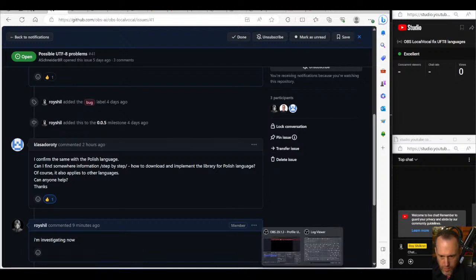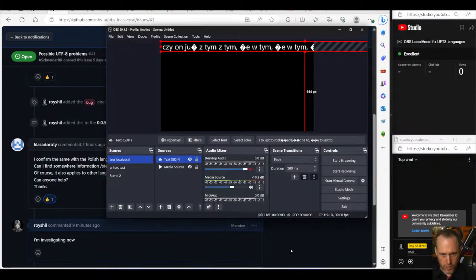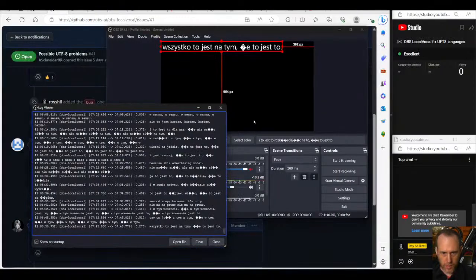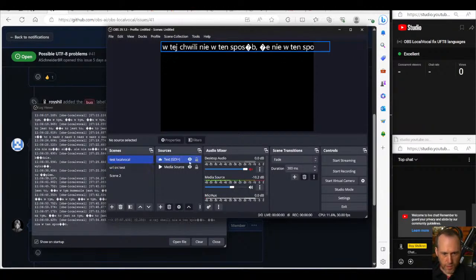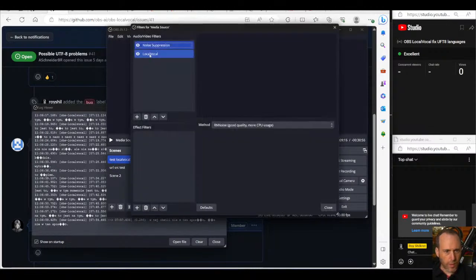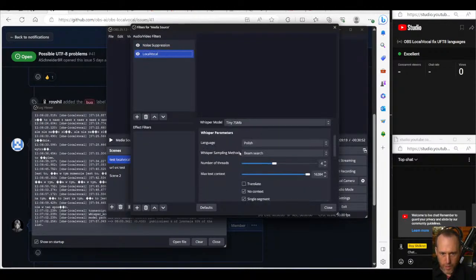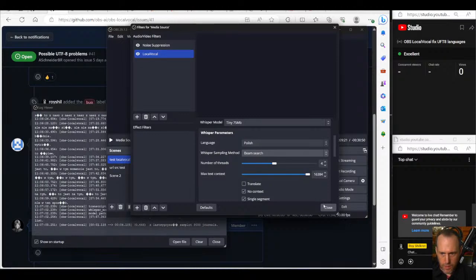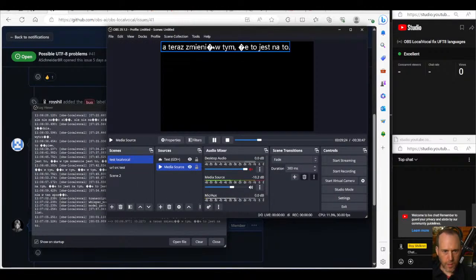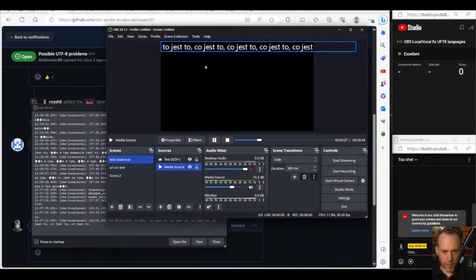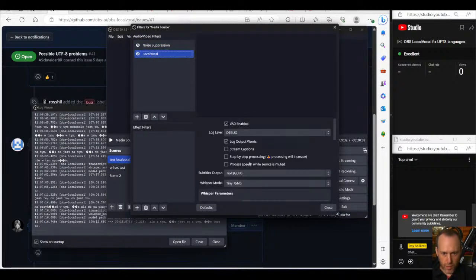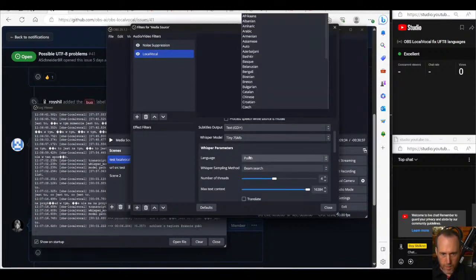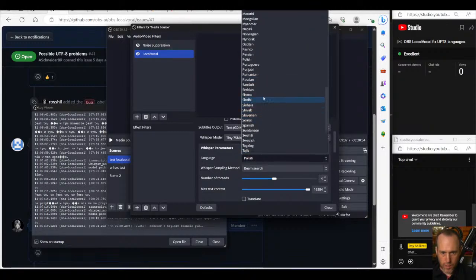So I had a problem in local vocal in the past with Russian language, which definitely was a problem and it didn't work. But this is local vocal set to Polish right now, and so indeed I'm getting some of these errors on these characters, and I'm most likely going to get the same thing if I go, for example, to Spanish.